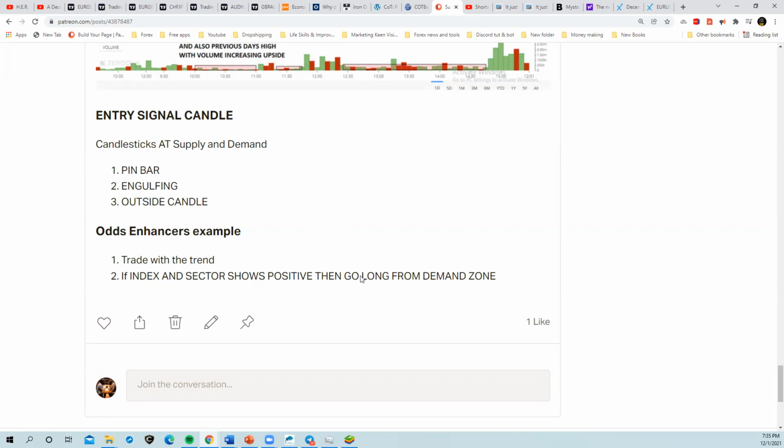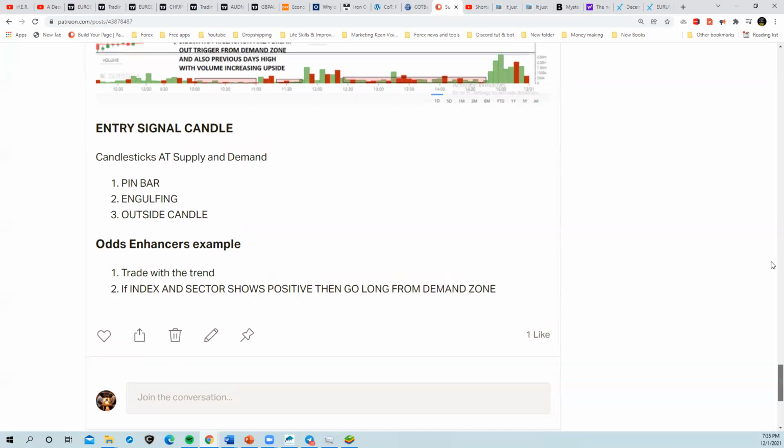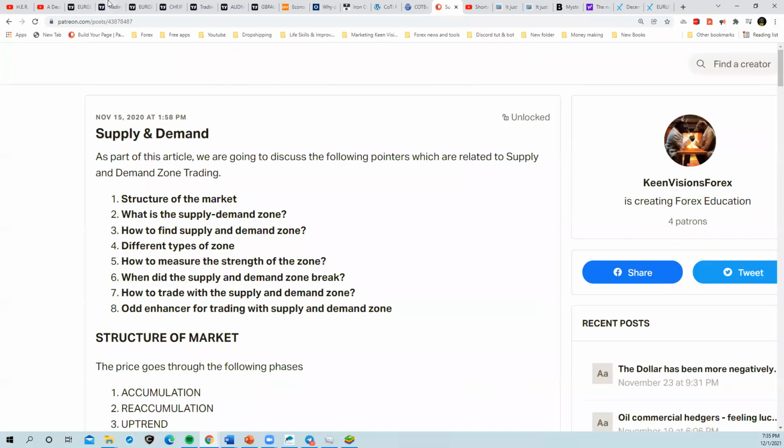Now, it does depend on what we're pairing, because in Forex we do have pairs, and the dollar is in that equation as well. But if the dollar is getting weaker, then of course we want to go with what the sector index is showing. So it's pretty much supply and demand.